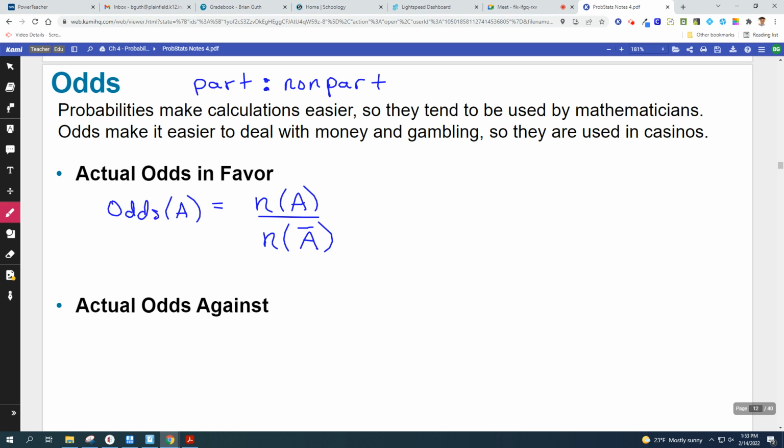Okay, now we could interchange this with probability and talk about probability. We could do the same thing. The probability of an event over the probability of the complement of that event. Either way, whether you do the number or the probability, it still adds up to 100% of the items.